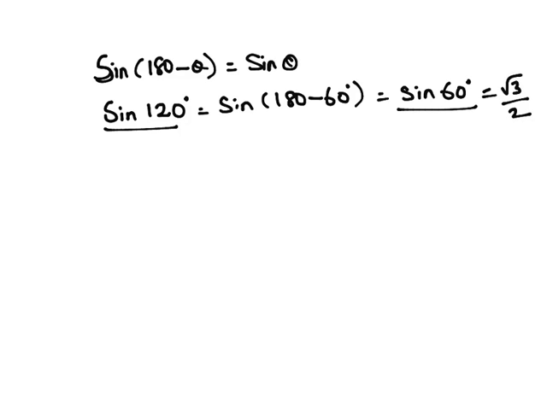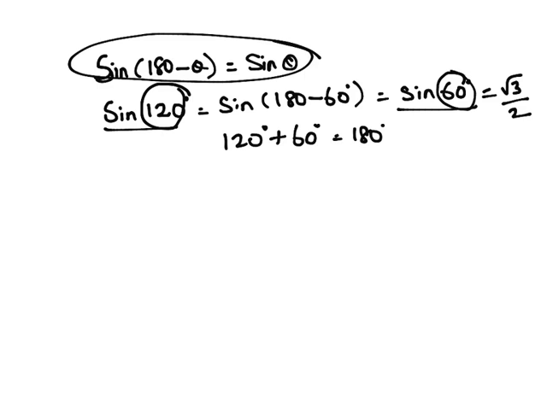You can notice one thing: 120 degrees and 60 degrees are supplementary. That means they add up to 180 degrees. Using this property, I'm not going to teach you in this video how this came up, how come sine 180 minus theta is sine theta, why not minus sine theta, or why not cos theta, because we don't have the time for that. So please learn that sine of 180 minus theta is sine theta.